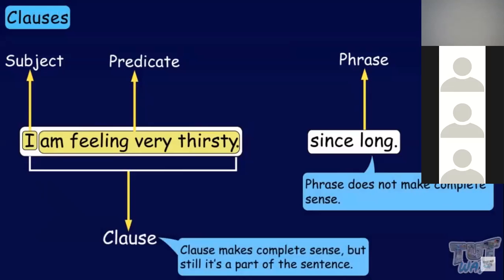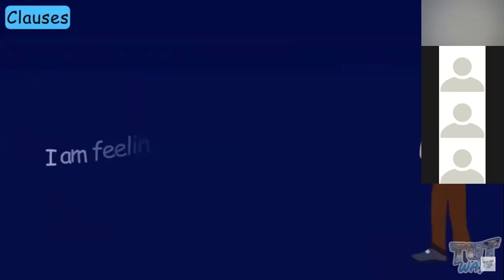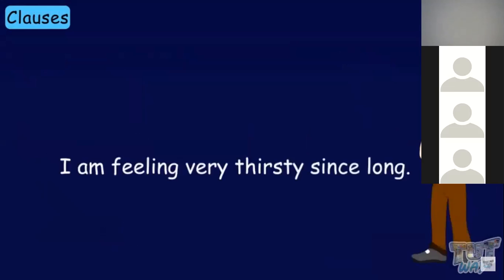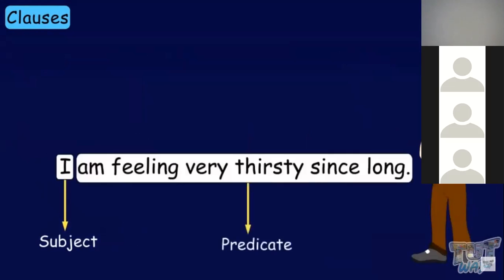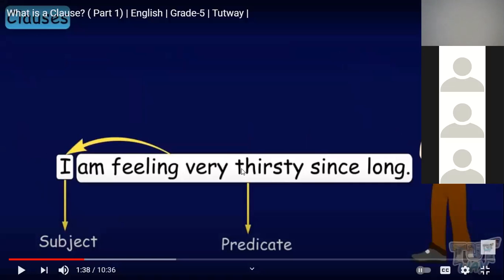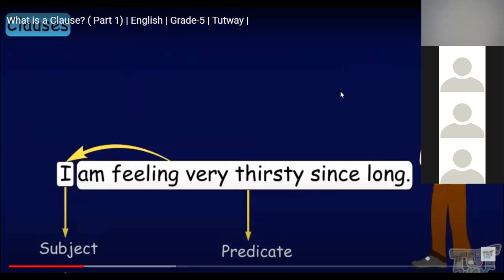Here we have a sample sentence: I am feeling very thirsty since long. Here, the subject is "I," and the rest of the sentence is the predicate, which is telling something about "I." So I is the subject in the whole sentence. She said that the predicate is telling us about the subject of the sentence: feeling very thirsty since long.